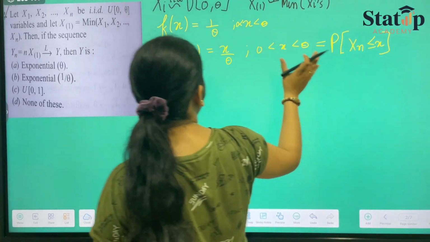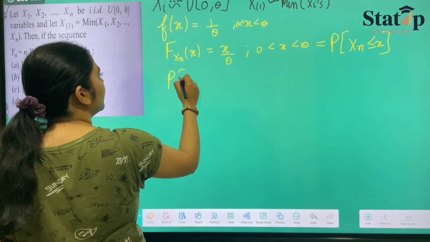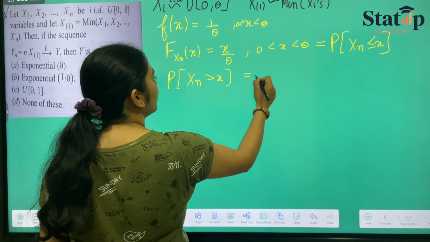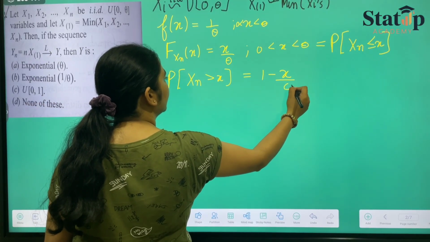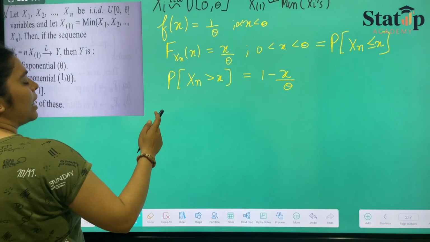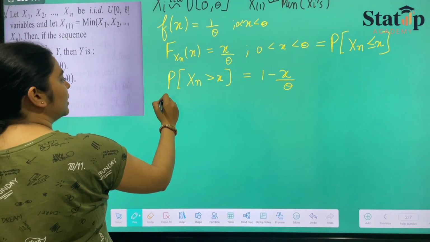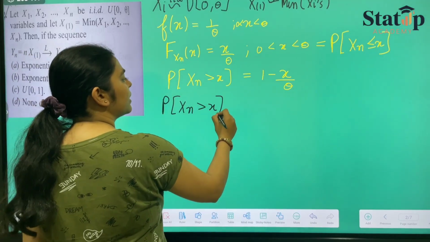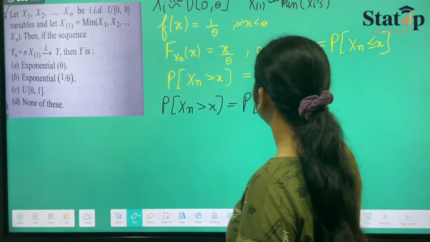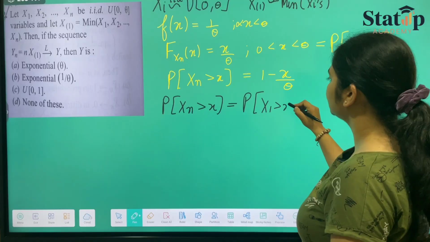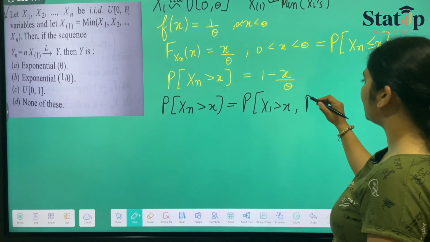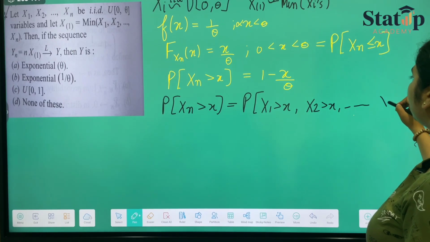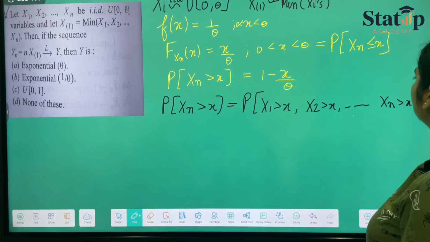So if we have to calculate the probability for the minimum, then the probability that Xn is greater than x will be 1 minus x upon theta. Now we have to calculate this probability. The probability that Xn is greater than x can also be written as the probability that X1 is greater than x, times the probability that X2 is greater than x, and so on, up to the probability that Xn is greater than x, right?